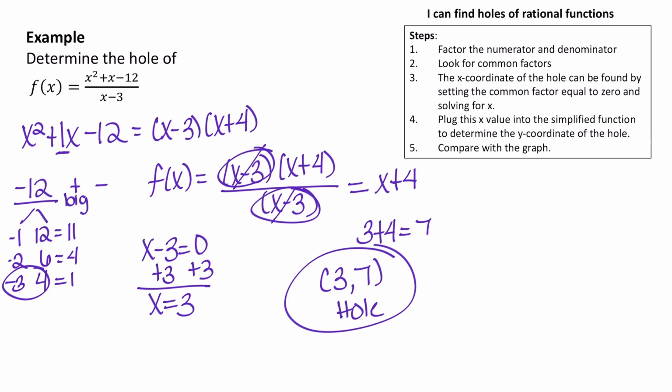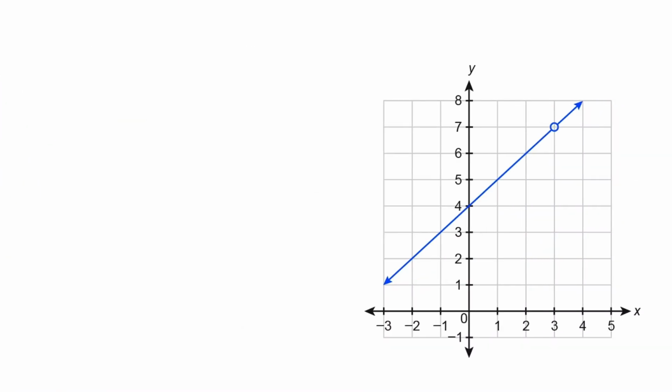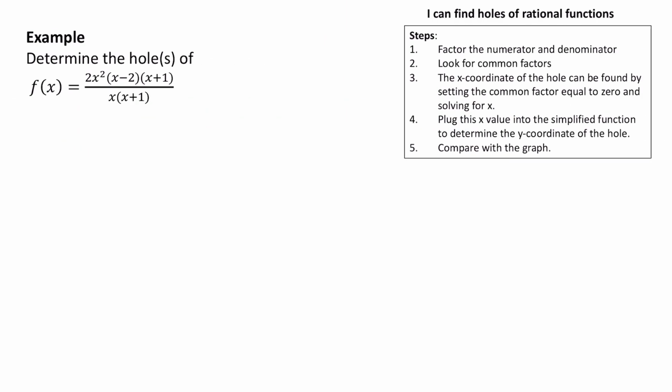So you can verify this by looking at the graph. If you graph this function, you'll notice that it does in fact have the hole right here that is located at (3, 7). Remember, if you're in Desmos, you'll have to click on that point to see that it's a discontinuity.